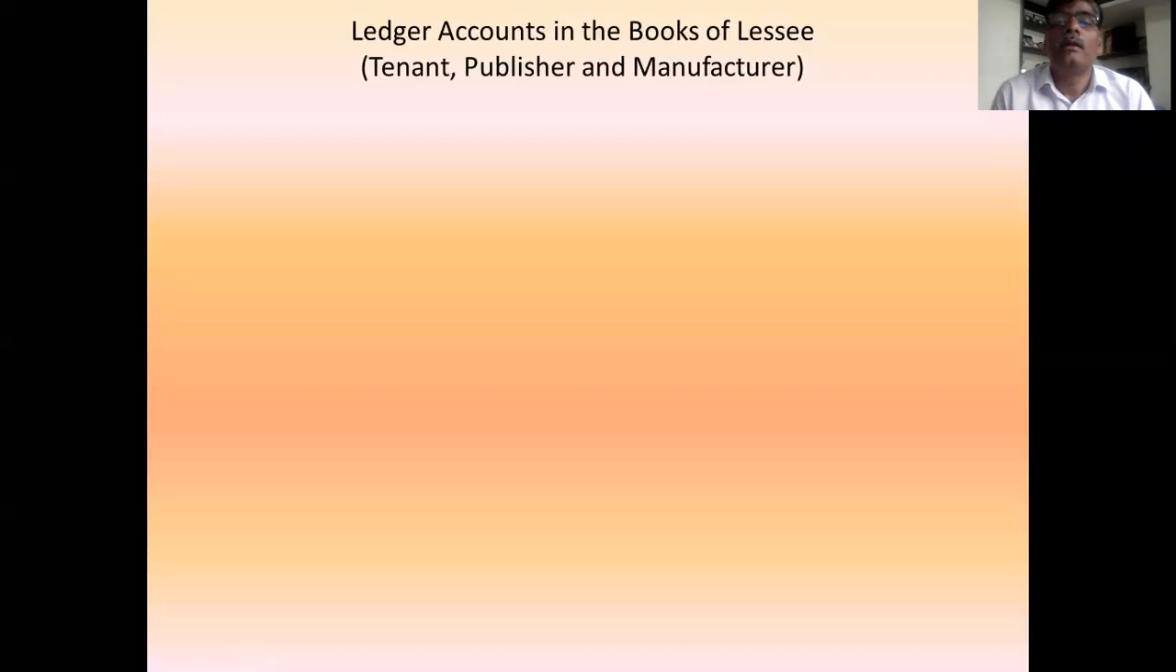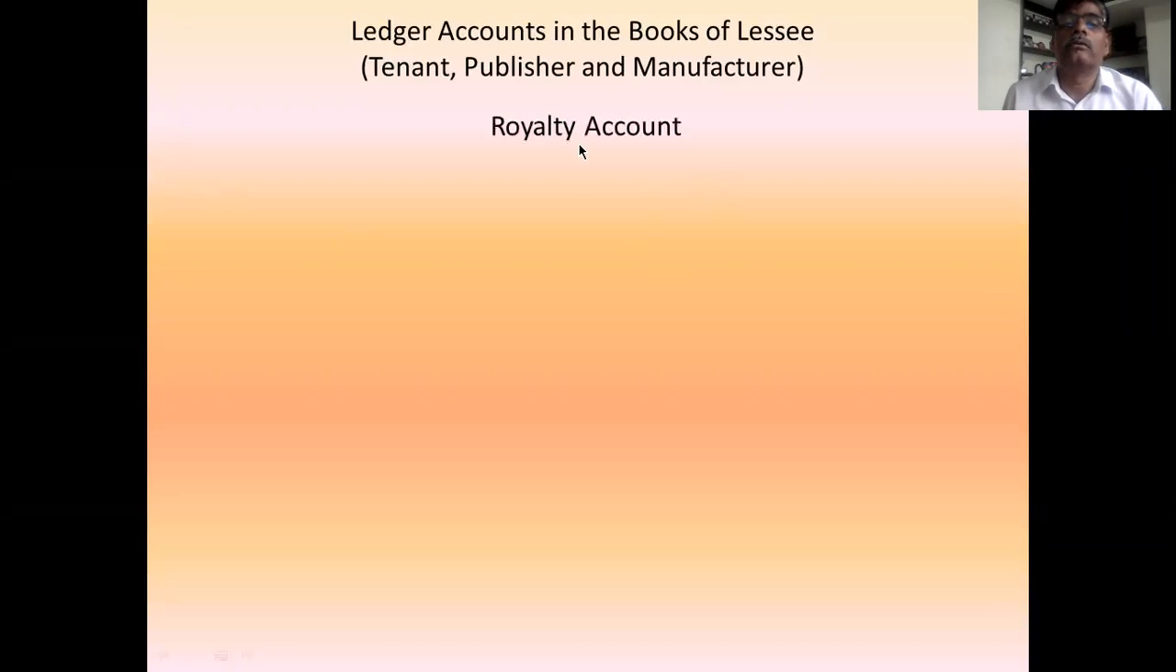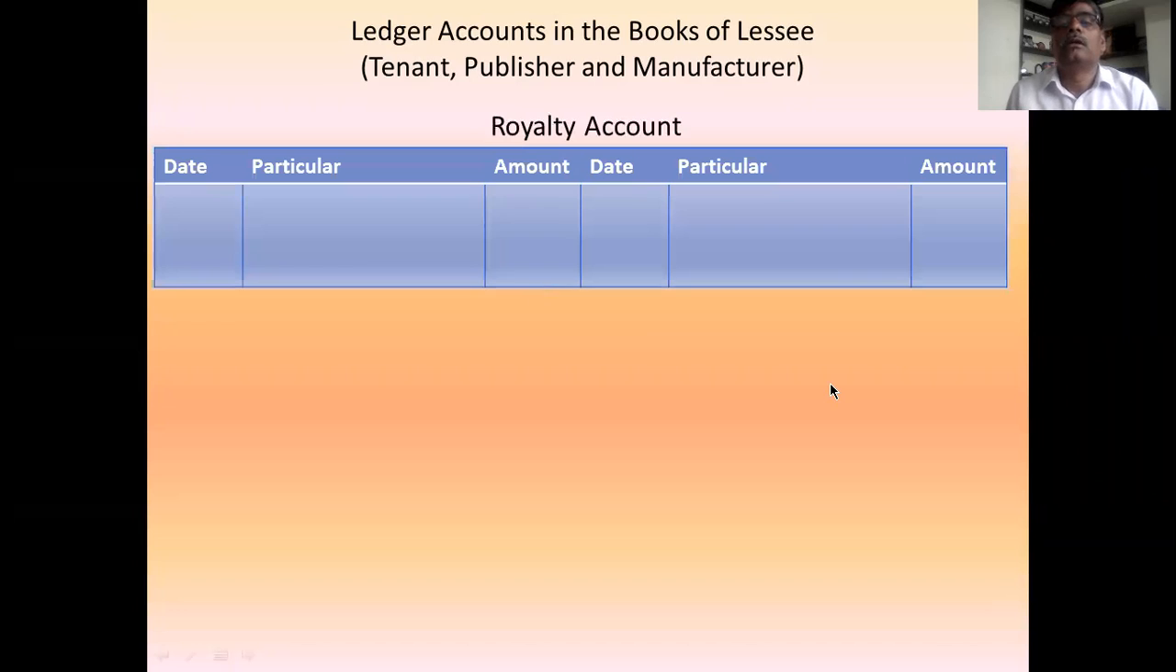The first account is the royalty account. In this account, you have to write the year and date on both sides. Debit side, year and date; credit side, year and date. Then on the debit side, you write the name of the lessor. On the credit side, you write by P&L account. You remember these two words.